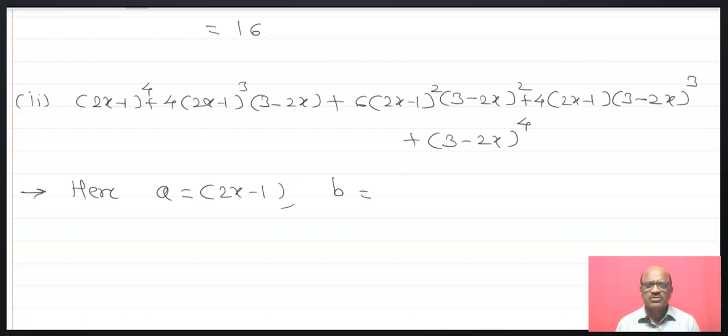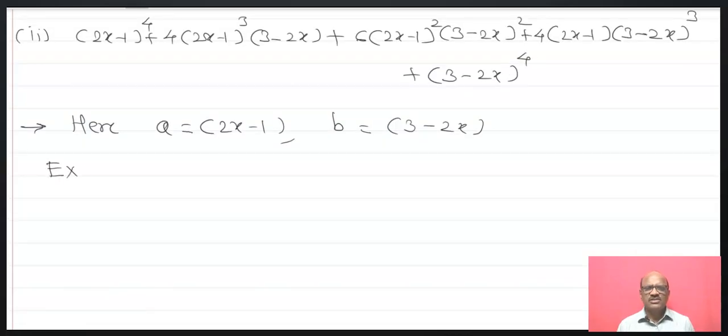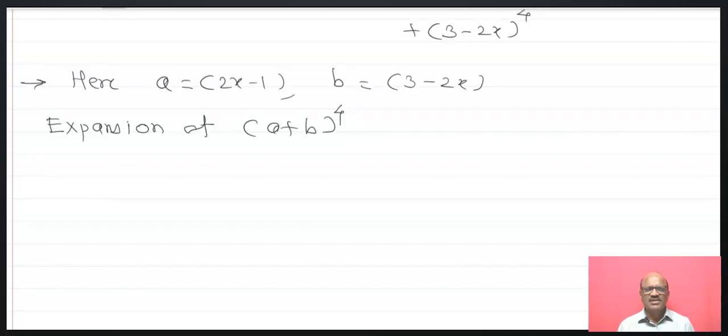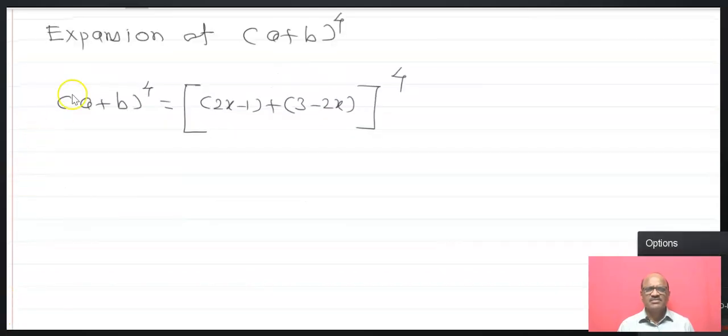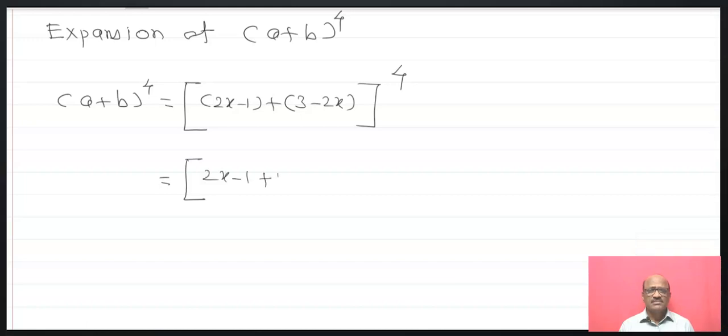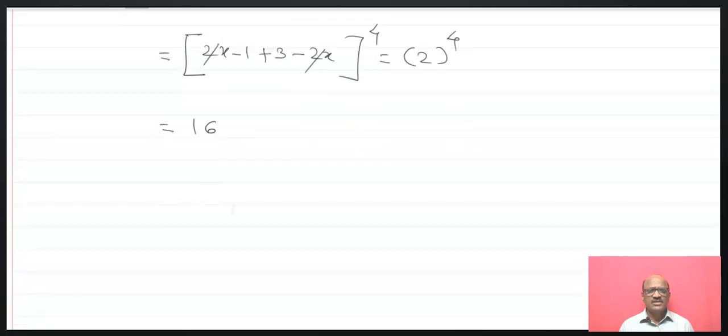Now here a is equal to 2x minus 1 and b is equal to 3 minus 2x, and now their expansion has all the signs positive, therefore a plus b bracket raised to 4. Now here we have written a plus b bracket raised to 4. Expand this. There is plus 2x and minus 2x which get cancelled. Minus 1 and plus 3, that is 2. 2 raised to 4, and 2 raised to 4 is 16. Therefore, the answer is 16.